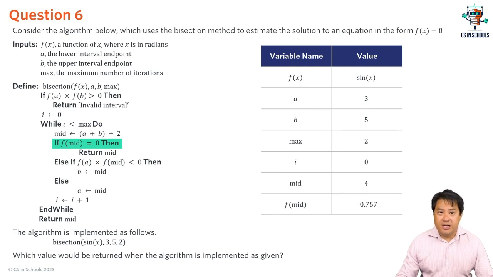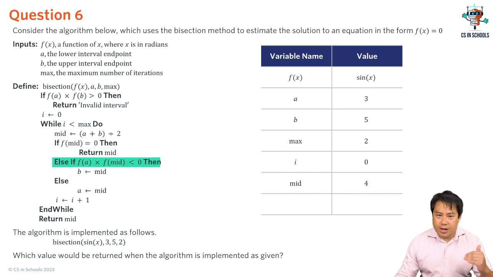That becomes negative 0.757. Is that equal to 0? That's definitely not equal to 0. So that's false. So when that if statement is false, we jump to the next unindented line, which is else if. We're going to ask a follow-up question to see whether this second condition is true. So that one is f of a by f of mid is less than 0.